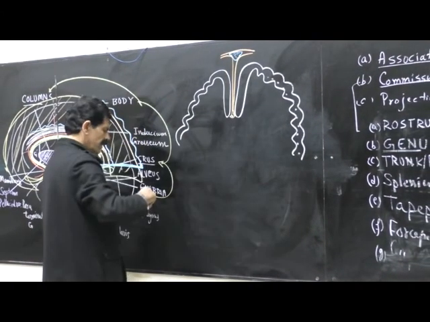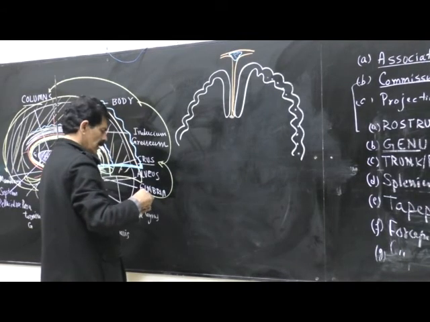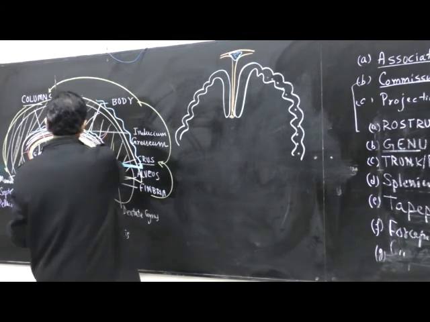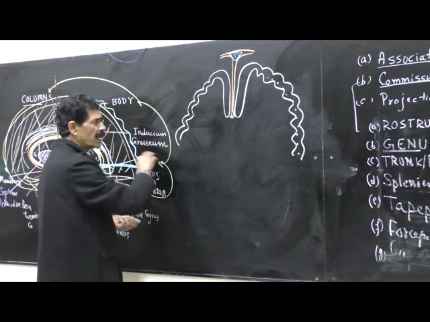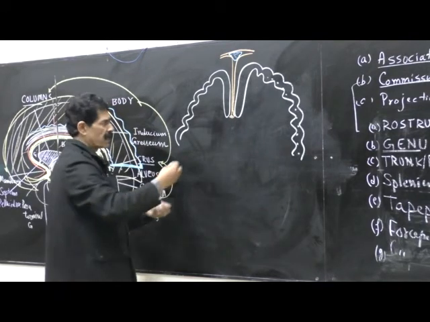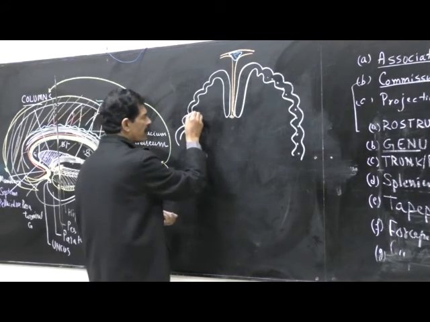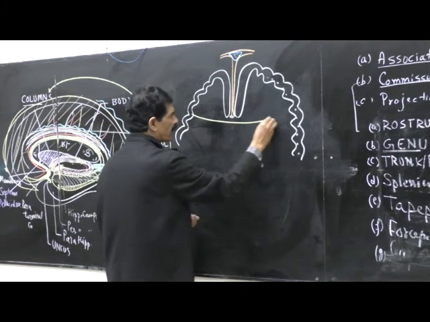So this is the falx cerebri. Then the corpus callosum is also touched horizontally when we cut like this. So how do we show it here? The cut end of the corpus callosum.